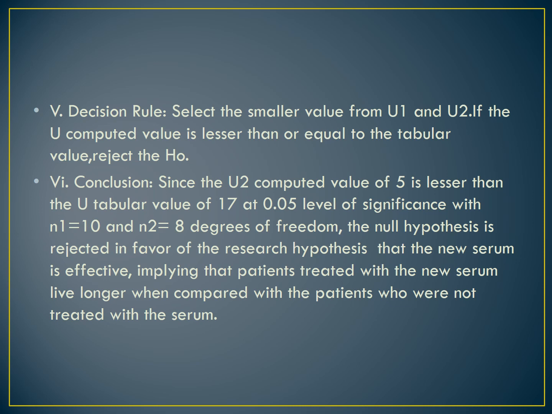Conclusion: since the computed U2 value of 5 is less than the tabular U value of 17 at 0.05 level of significance with N1 of 10 and N2 of 8, the null hypothesis is rejected in favor of the research hypothesis that the new serum is effective, implying that patients treated with the new serum live longer when compared with the patients who were not treated with the serum.